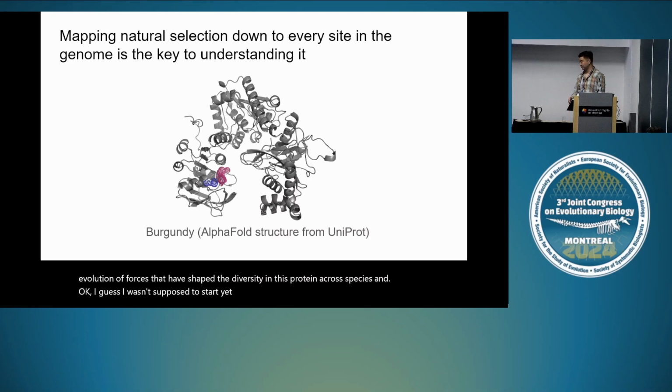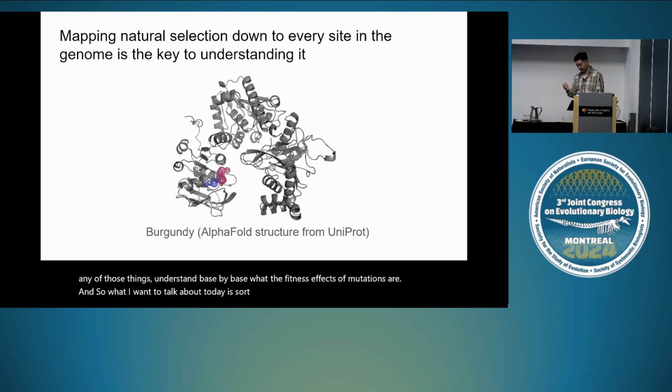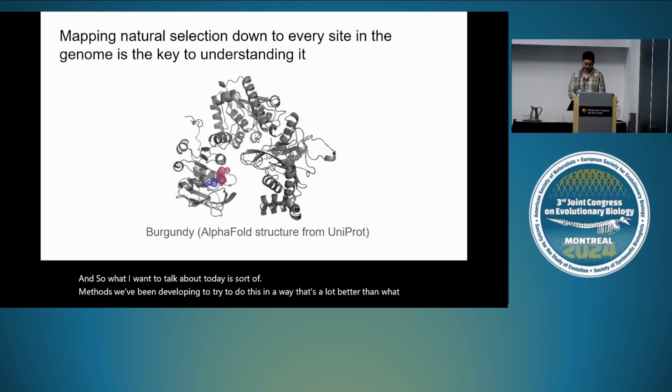But I'm curious how things like ecological shifts or developmental changes shape the fitness effects of all the bases in this protein. But even more fundamental than that, I think before we start studying any of those things, we need to first understand base by base what the fitness effects of mutations are. And so what I want to talk about today is methods we've been developing to try to do this in a way that's a lot better than what we have done before.